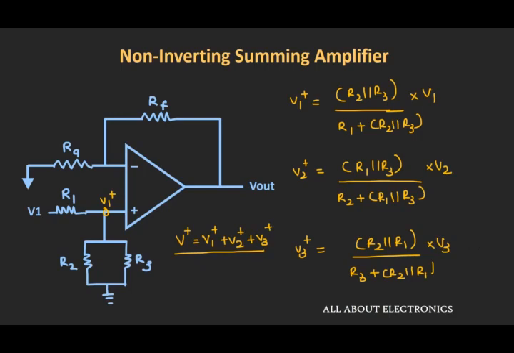So the total voltage that appears at this point will be the summation of these individual voltages. So as you can see here in this non-inverting configuration, as the number of input voltages are increasing, the complexity is also increasing. And to reduce the complexity, let us assume that R1, R2 and R3 are equal. So when all the three values are same, then the value of V1 plus will be equal to V1 divided by 3. Likewise, the value of V2 plus will be equal to V2 divided by 3. Likewise, V3 plus will be equal to V3 divided by 3.